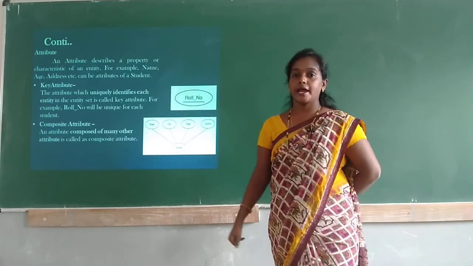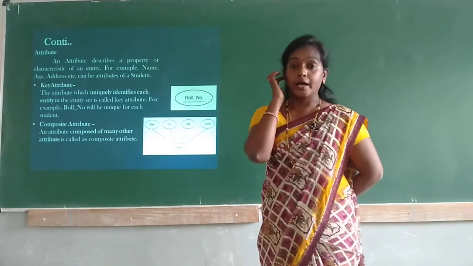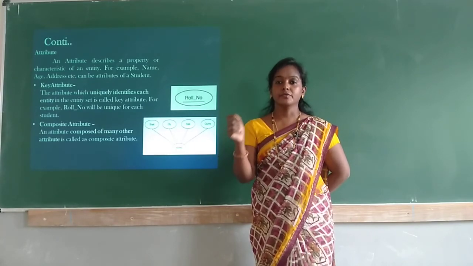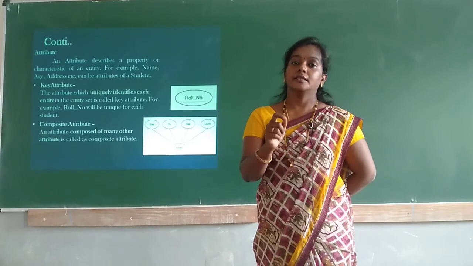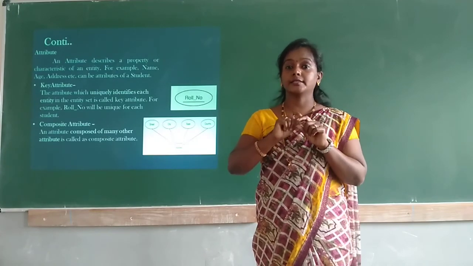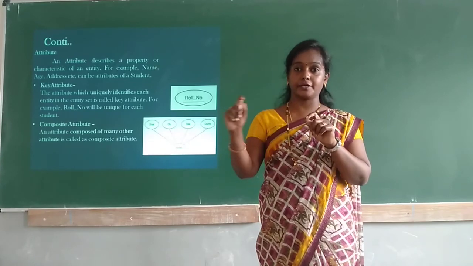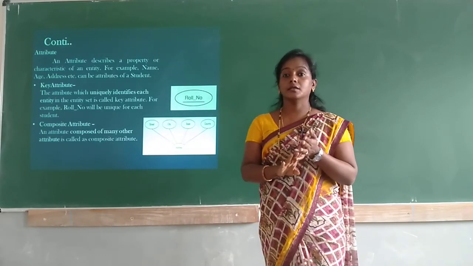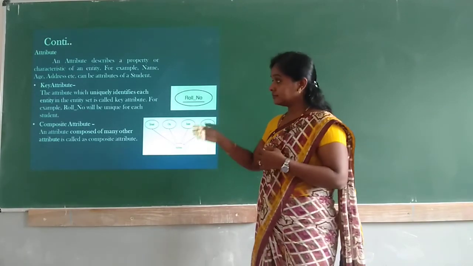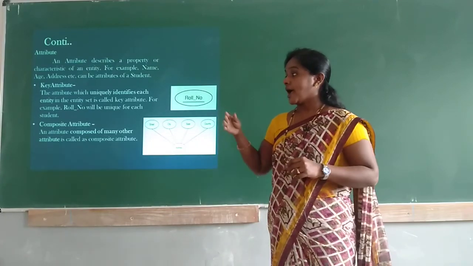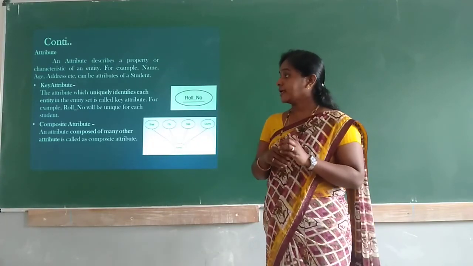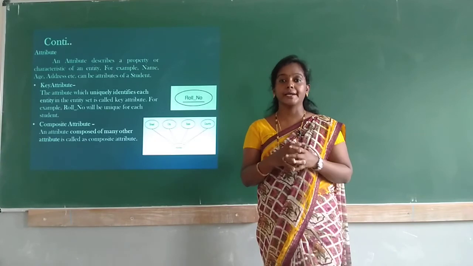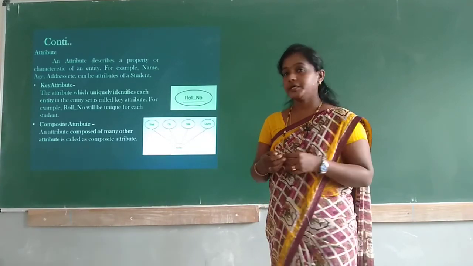First one is a key attribute. What is this key attribute? A key attribute is an attribute which uniquely identifies the table. That means using that key attribute, we can access the whole data of that particular value. So that we call a key attribute. We also call it a primary key. Next we have a composite attribute. An attribute composed of many other attributes is called a composite attribute. So more than one attribute combined together, we call it a composite attribute.